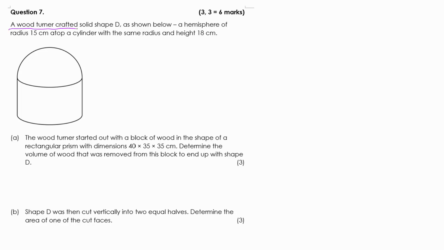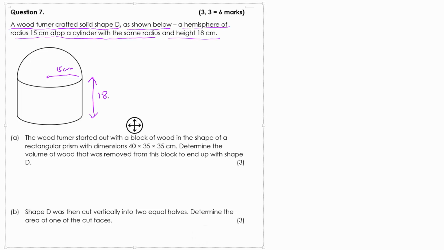A wood turner crafted solid shape D, as shown in the diagram below. A hemisphere of radius 15 centimeters. Let's just draw that in. Atop a cylinder with the same radius and a height of 18. So height of the cylinder is 18 centimeters.